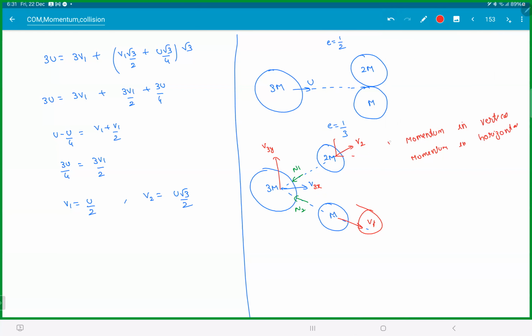Momentum in horizontal, so this is equation 1, equation 2. Then you write restitution for 3m and 2m. And you write restitution for 3m and m. 4 equations, 4 unknowns. You solve and you'll get the answer. It will be very lengthy one. You can do it, but lengthy. Check this out.